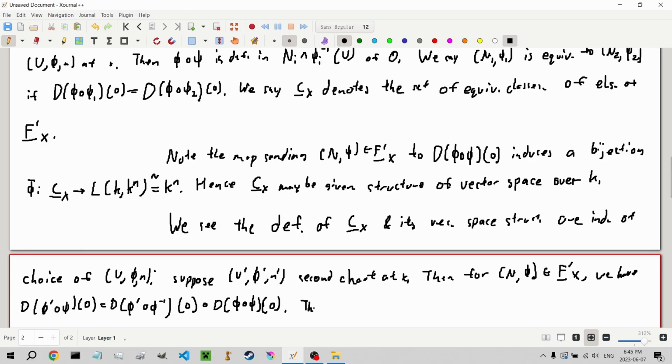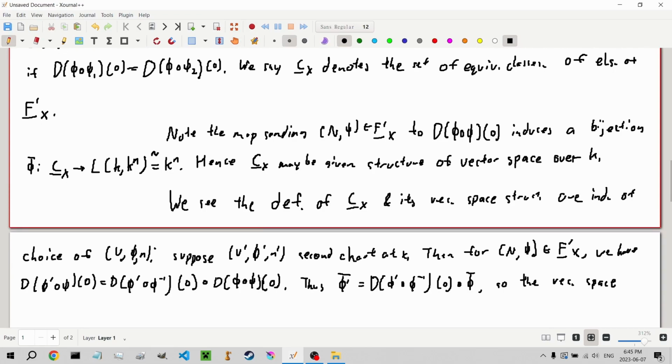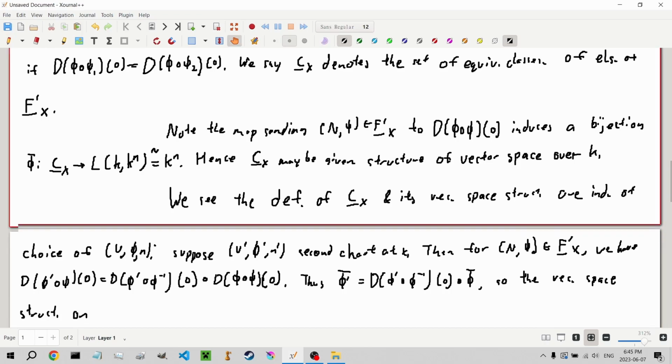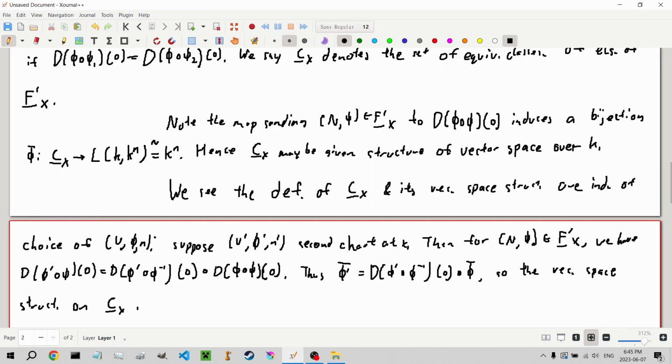We also get from this that phi prime bar is equal to the derivative of phi prime on phi inverse at 0 composed with phi bar. So the vector space structure on C underline of X is well defined.